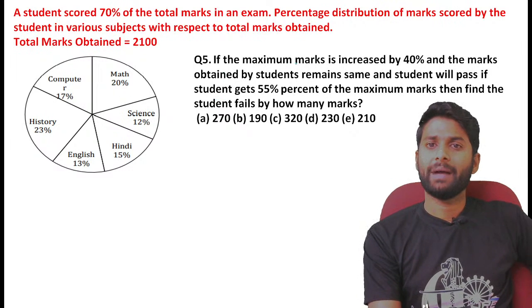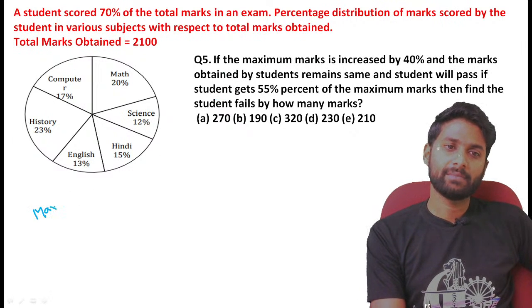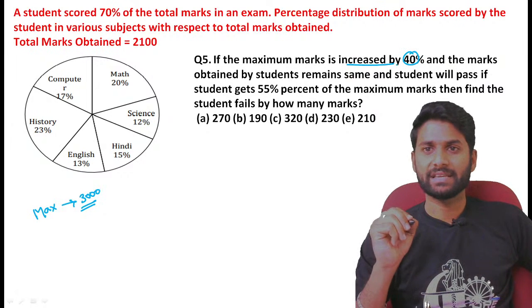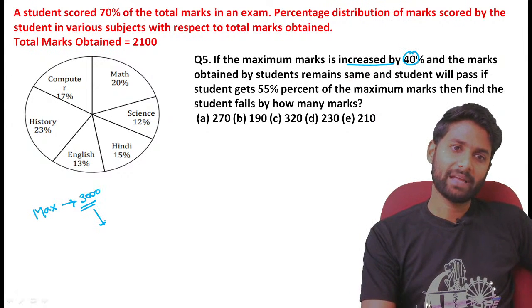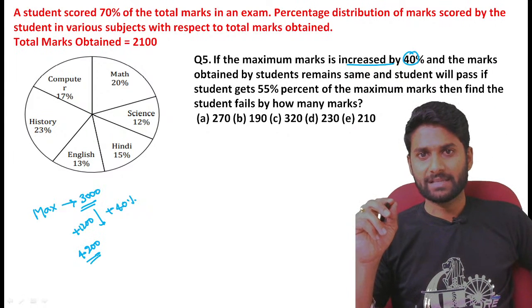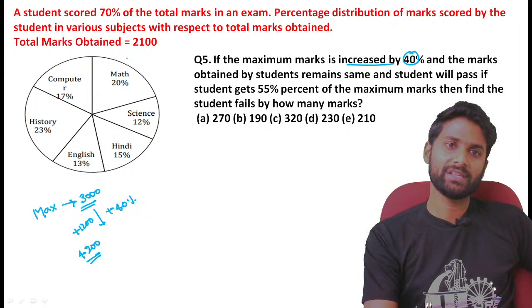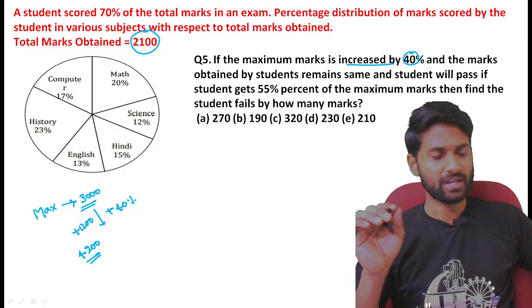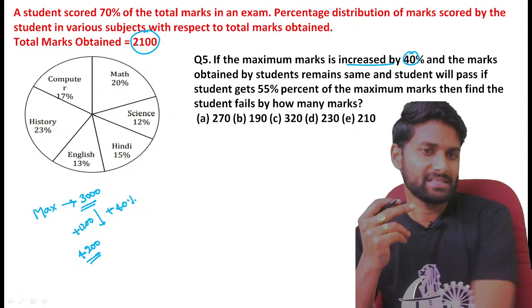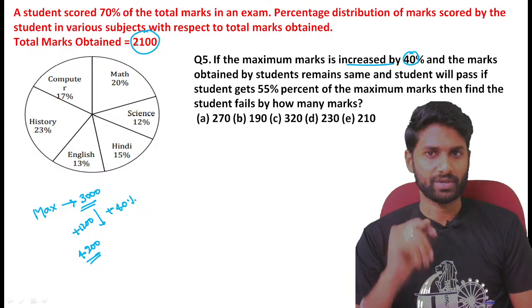Now see, we already know that the maximum marks in this subject is exactly equal to 3000. Now the maximum marks is increased by 40%. Maximum mark increased by 40% means we are adding 1200 units extra. Now the total value becomes 4200. Now the marks obtained by students remain the same. Students remain the same means they are getting only 2100, but here we are changing the maximum marks. So initially the maximum marks is exactly 3000. Now the value becomes 4200.